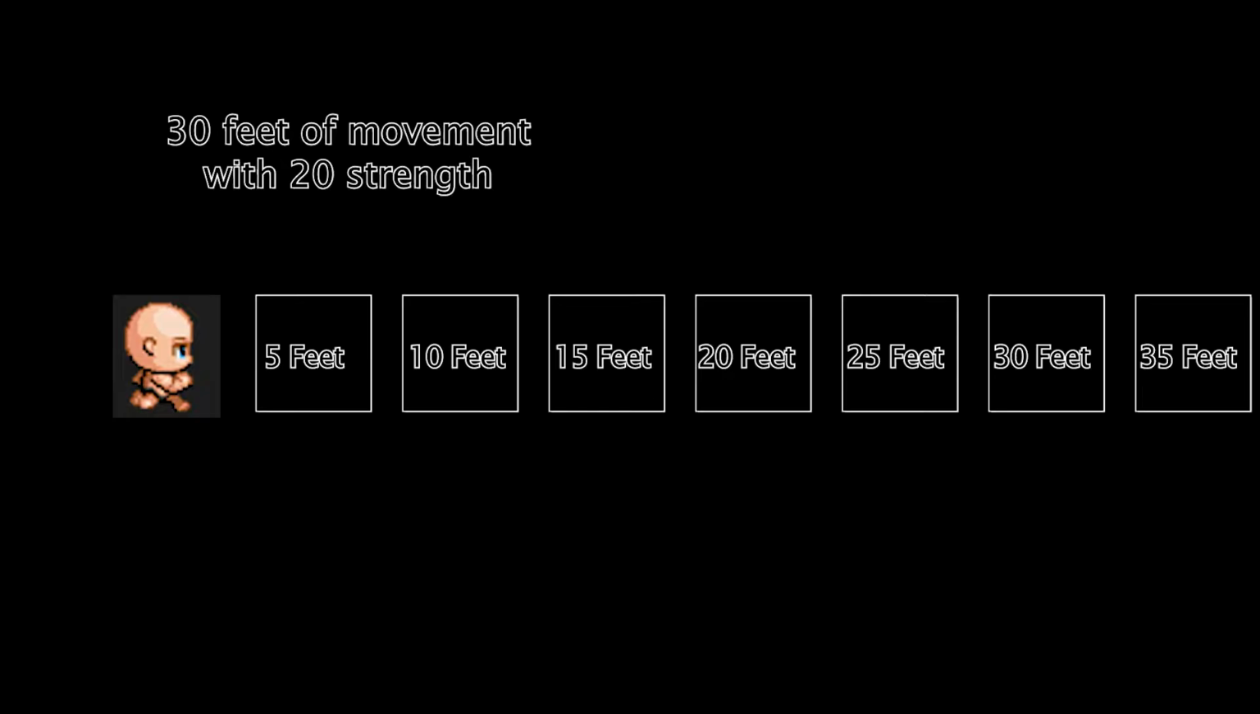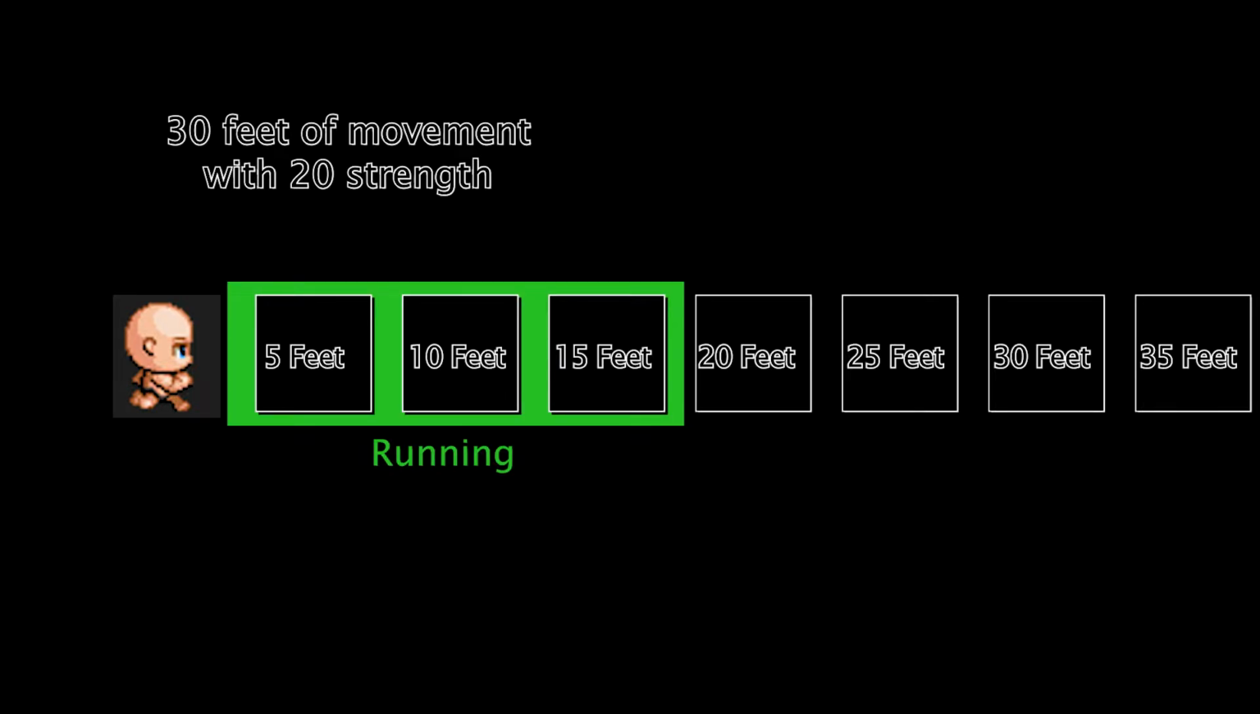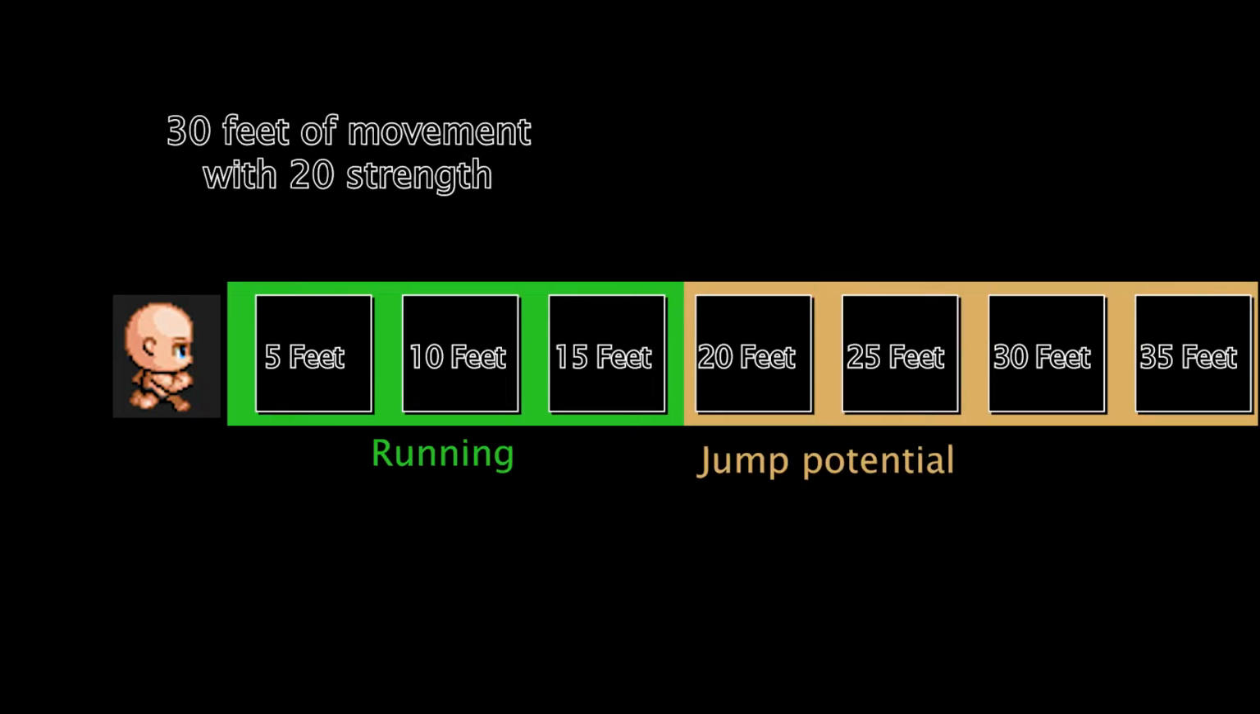So if you have 30 feet of movement and a strength score of 20, if you run 15 feet and then jump, though you can technically still jump 20 feet, your movement speed on that turn will end after 15 feet. So you technically will end your movement in the air. The way I would typically run that is you'll finish your jump at the start of your next turn.